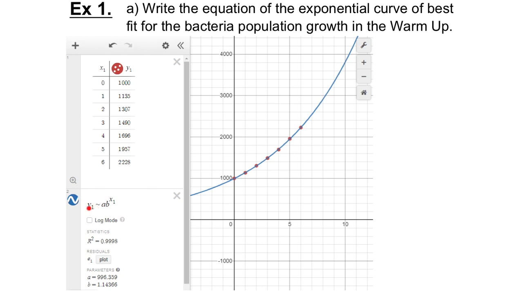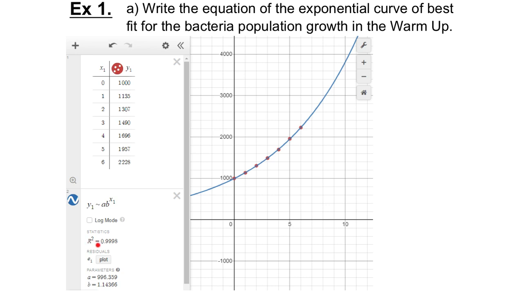Now, we don't just type y or x, we type y1 and x1. These are references to your table of values, so that it's making an equation to fit this table of values as opposed to a different table of values that you could also add below. So once you type this into Desmos, it spits out all this information down here.